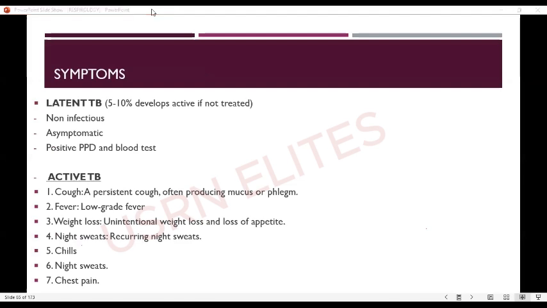Signs and symptoms of tuberculosis. We have the latent and then the active. So on my screen, you could see something in brackets. 5 to 10% develops active TB if not treated.